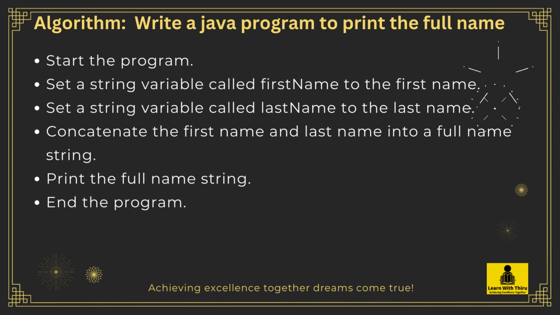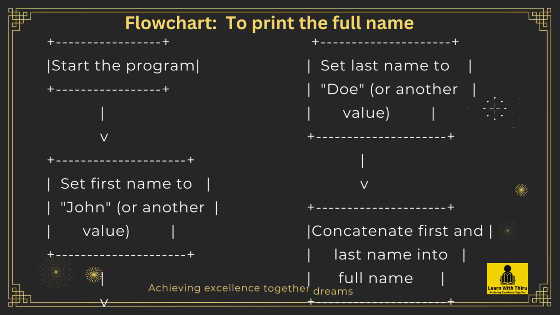Concatenate the first name and last name into a full name string. Print the full name string. End the program. Flowchart to print the full name.